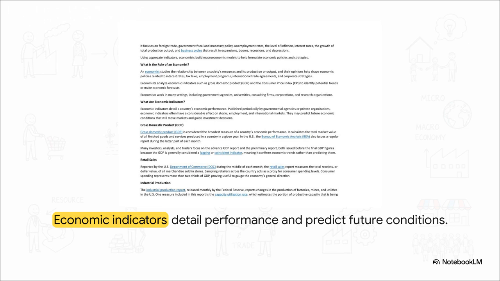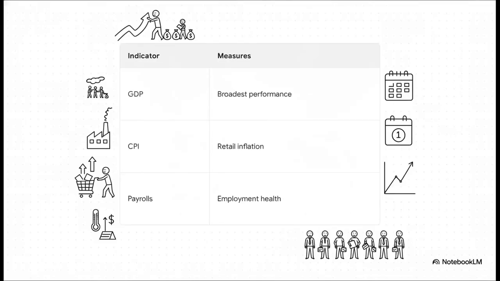So what are the primary gauges we should be looking at? Well, here is your cheat sheet for the daily news. First up, gross domestic product, or GDP. This is the absolute broadest measure of performance. It calculates the total market value of all finished goods and services produced in a country in a single year. Interestingly, it's considered a lagging indicator, which means it confirms trends rather than predicting them.